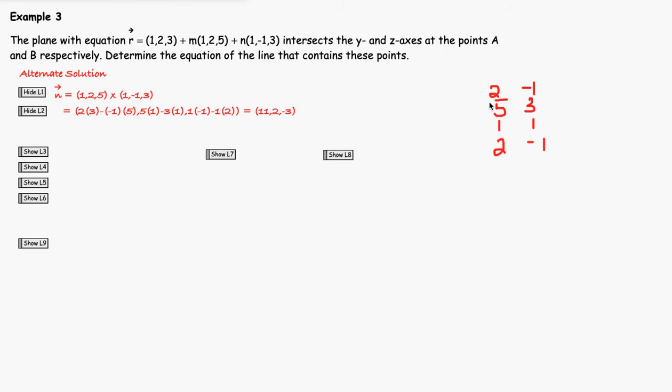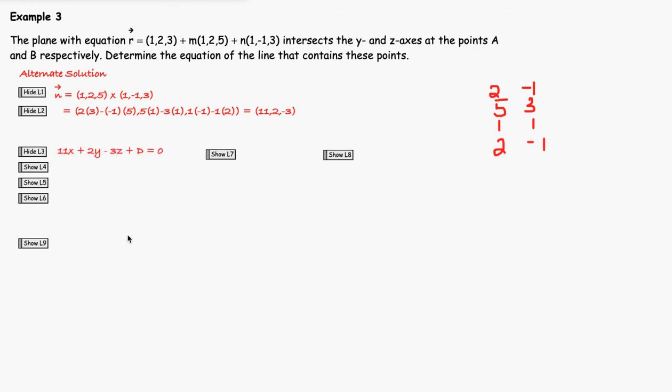Cross product: 2 times 3 is 6. Take away 5 times 1, which is negative 5. 6 take away negative 5 is positive 11. 5 times 1 is 5. 1 times 3 is 3. 5 take away 3 is 2. 1 times negative 1 is negative 1, and 2 times 1 is 2, and negative 1 minus 2 is negative 3. So that gives me the normal (11, 2, negative 3).